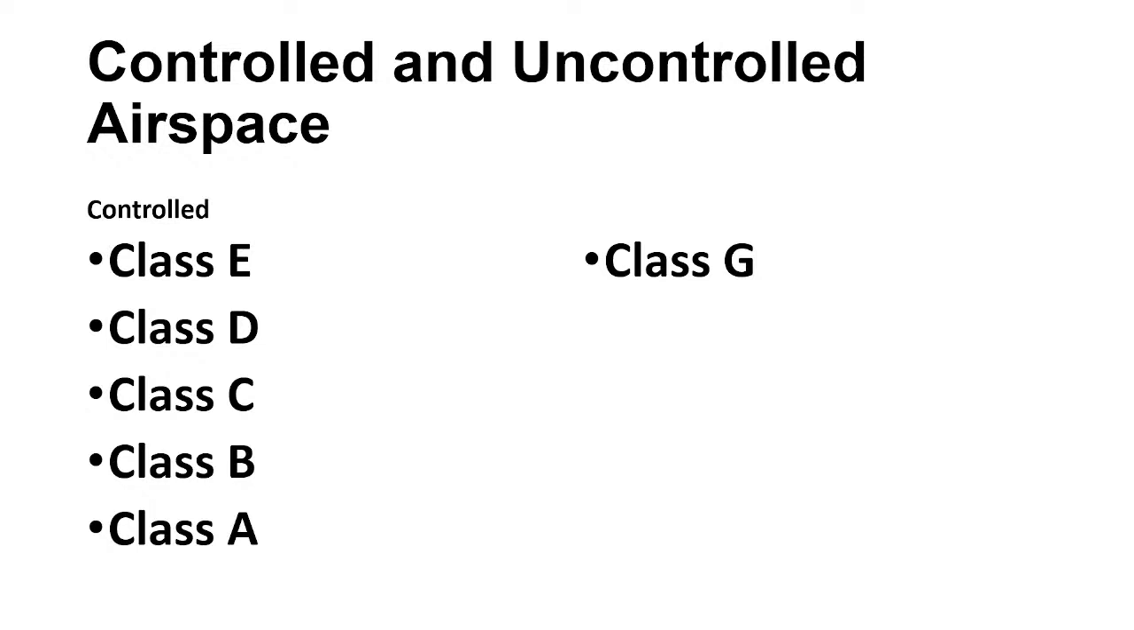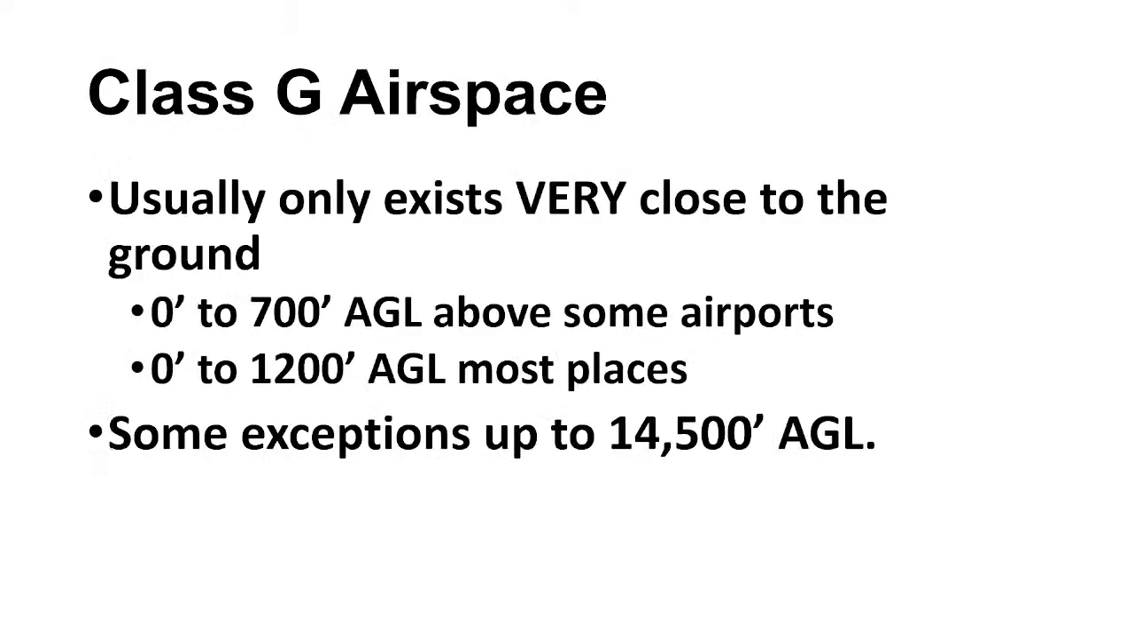I got to pick it up a little bit here. So Class G usually only exists very close to the ground. 0 to 700 feet AGL above most airports, some airports 0 to 1200 AGL most other places. There are some exceptions, and you can find Class Golf up to 14,500 feet.